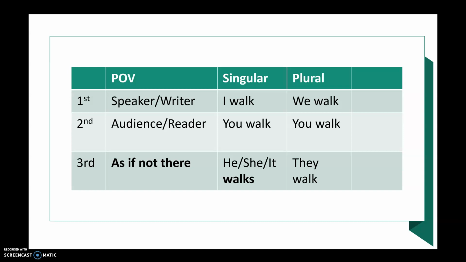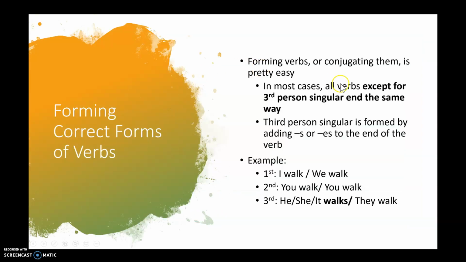So the point of view here, first person is from the speaker or writer. So I walk in singular, we walk in the plural. Second person is at the audience or reader. You walk in the singular, and it's the same in the plural. You walk. Third person as if the reader is not there. It's not directed at anyone or from really anyone's point of view. He, she, it walks, they walk. There's a reason that this is bolded, and we're going to talk about this on the next slide.